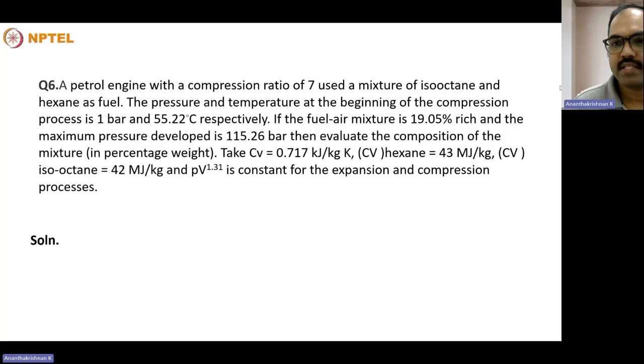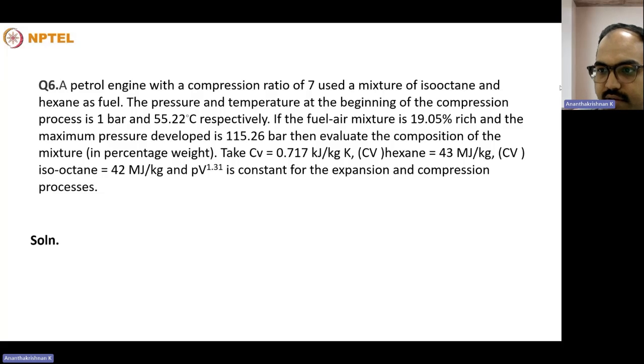A petrol engine, SI engine, with a compression ratio of 7 used a mixture of isooctane and hexane as fuel. The pressure and the temperature at the beginning of the compression process are 1 bar and 55.22 degrees Celsius respectively. If the fuel air mixture is 19.05% rich and the maximum pressure developed is 115.26 bar, then evaluate the composition of the mixture in percentage weight.